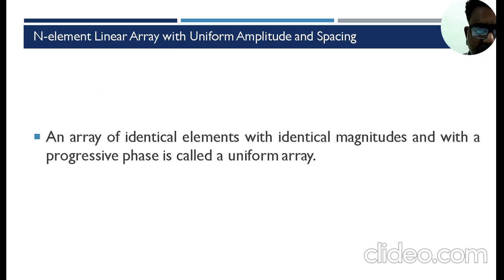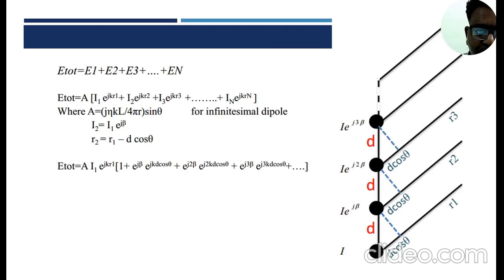Next we see the n element linear array with uniform amplitude and spacing. An array of identical elements with identical magnitudes and progressive phase is called a uniform array. Here the n element array uses n number of elements with uniform spacing in amplitude as well as phase. So here we use the electric field E1 plus E2 plus E3 up to n number of electric fields with equal spacing of amplitude as well as phase.